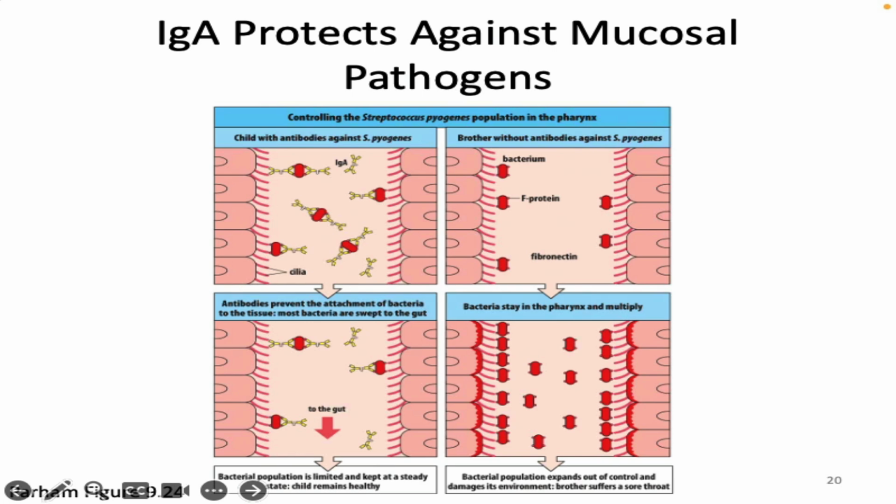There's also IgA in your lungs. There's IgA in your genital urinary tract. There's IgA in your eyes. And that IgA can neutralize the microbe before it even really further invades your body.